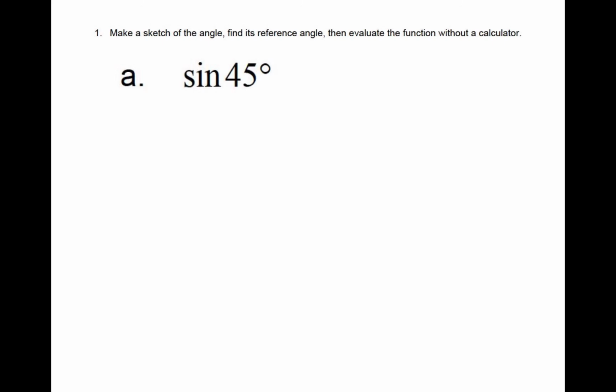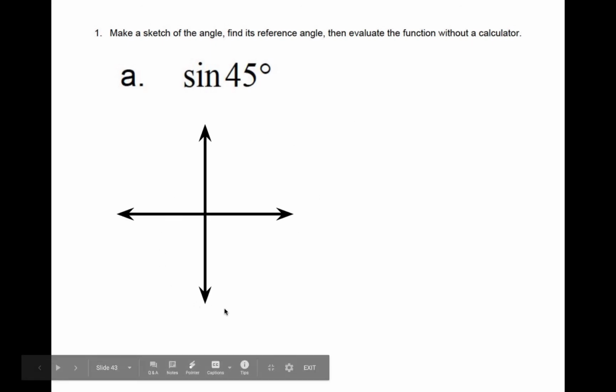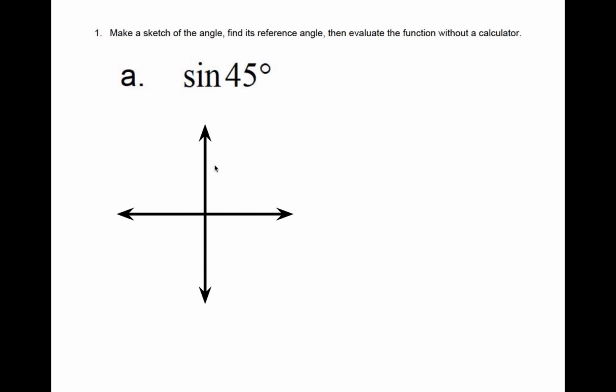So number 1 says to make a sketch of the angle, find its reference angle, then evaluate the function without a calculator. So we're going to draw our unit circle starting with a T. Our angle is at 45 degrees. Well, that's less than 90, so that's going to put us in quadrant 1. So you're going to draw this in and connect it to the x-axis, where this is 45 degrees. We learned that for 45 degrees, the legs are both 1. The hypotenuse is the square root of 2. Starting at 0, 0 here, this is going right, which is positive, up, which is positive.